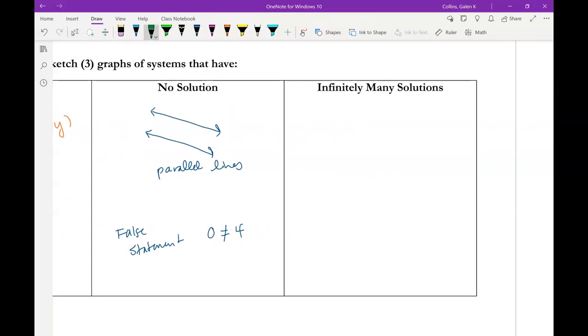Lastly, infinitely many solutions. We said when we graph this, both of our equations will be on the same line. They'll cross the same line. And we said analytically, we know this happens when we get a true statement. So maybe something like 0 equals 0, or they could be numbers. I think one in class we got 8 equals 8. So if we get a true statement, we have infinitely many solutions.